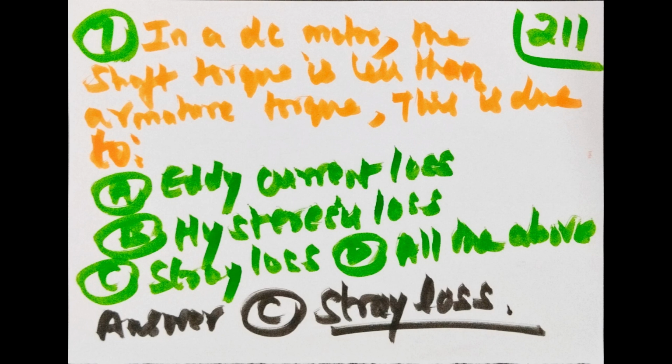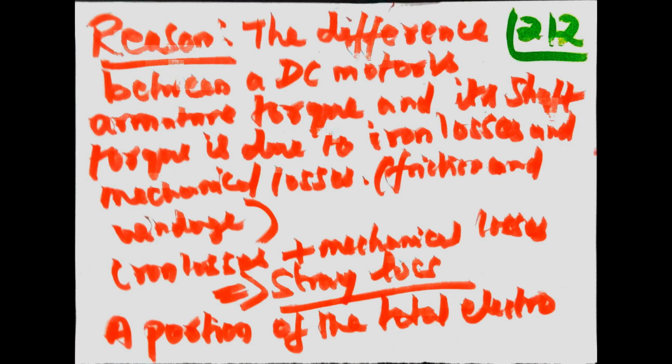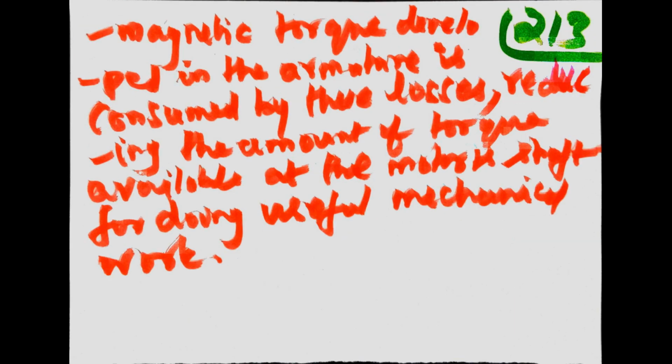Seventh question. In a DC motor, the shaft torque is less than armature torque. This is due to answer C, stray losses. Reason. The difference between a DC motor's armature torque and its shaft torque is due to iron losses and mechanical losses, that is friction and windage. Iron losses plus mechanical losses is called stray loss. A portion of the total electromagnetic torque developed in the armature is consumed by these losses, reducing the amount of torque available at the motor shaft for doing useful mechanical work.